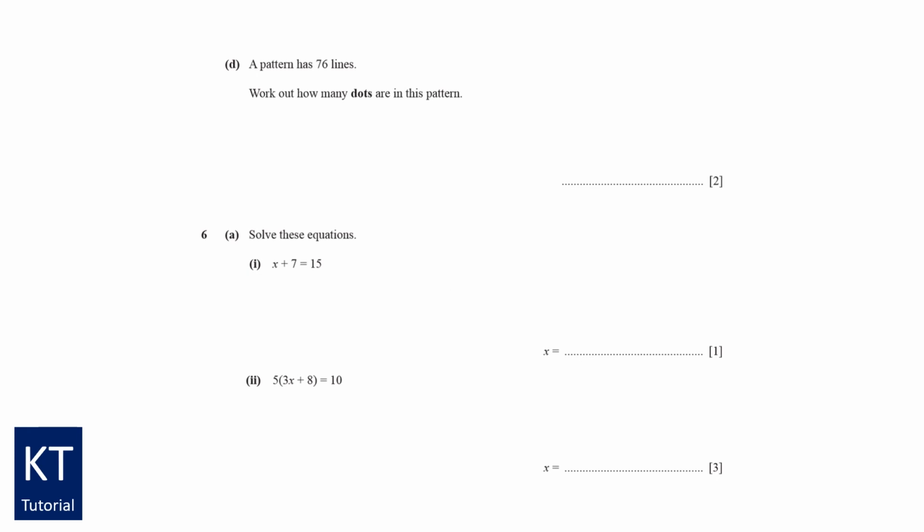Question 5D. A pattern has 76 lines. Work out how many dots are in this pattern. This would be the element of n when 3n plus 1 is 76. This identifies n as being 25, making n plus 1 to be 26.